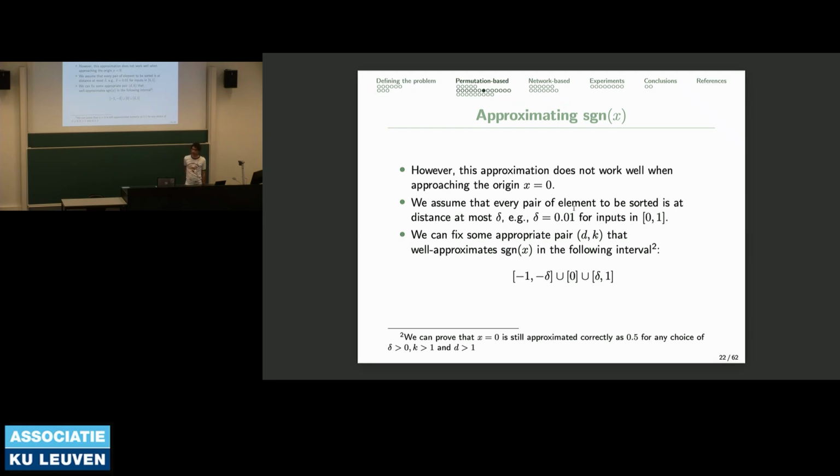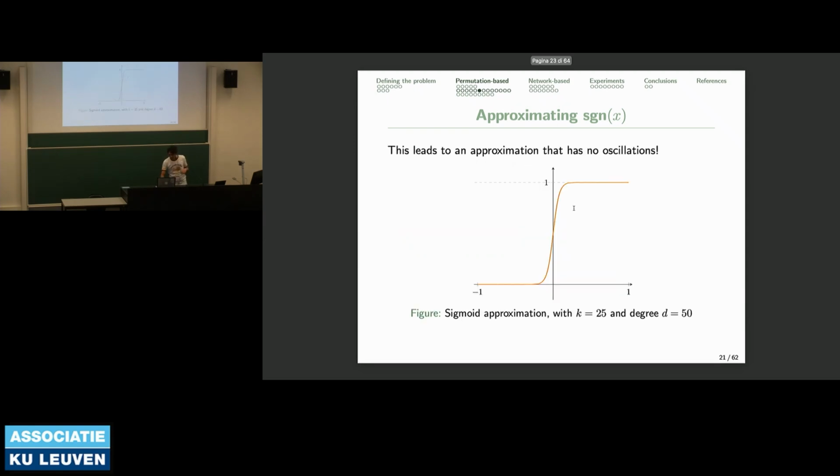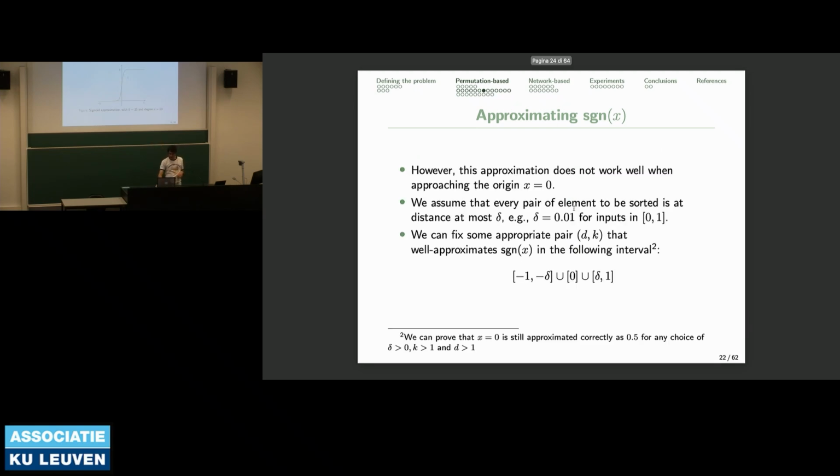I assume that my inputs are never at a distance smaller than delta, where delta can be like 0.01. So we know that when we compute the difference between two elements, this difference will never be smaller than delta. So actually, we are interested in approximating, if I go back here, from -1 to minus delta and from delta to 1. Then, of course, I might choose delta according to what I need, and I will have to adjust k and d accordingly.